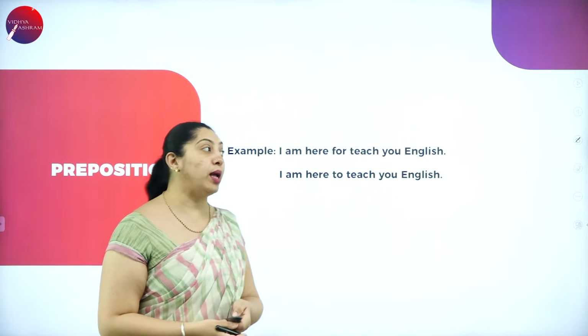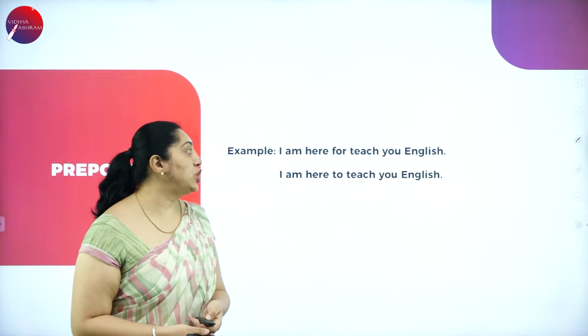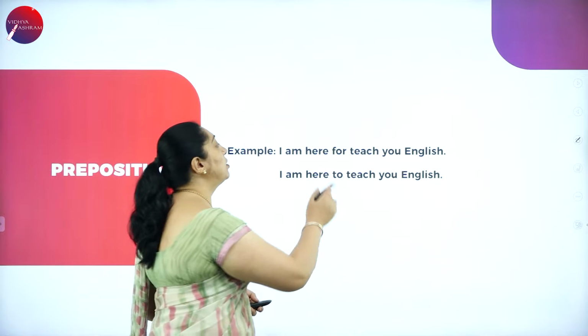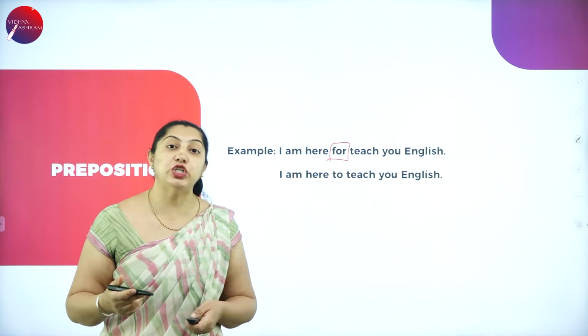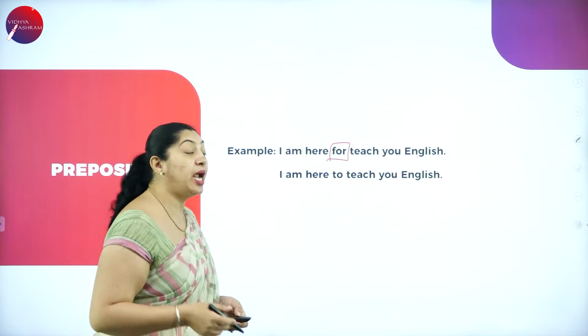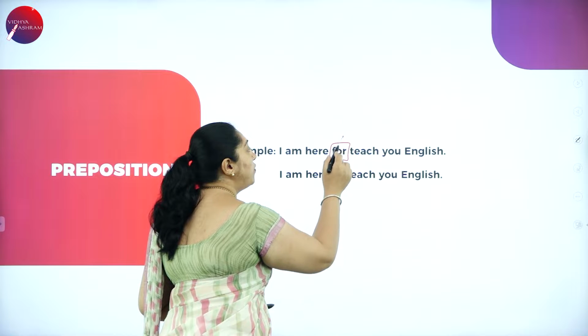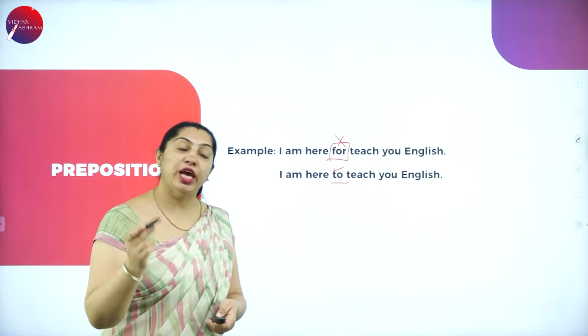Moving on to the next one, that's about the preposition. I'm here for teach you English. So what is the mistake here? The mistake is for. You will not say that I'm here for teach you English. It means to say that I'm here to teach you. It is not for. For is wrong. It is to teach. I'm here to teach English.